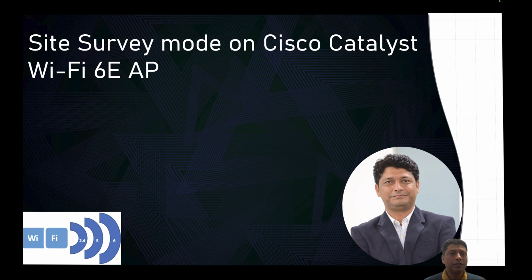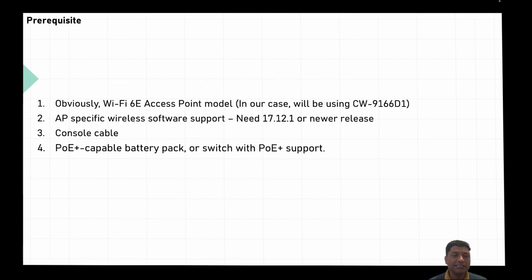Alright, so let's start. The prerequisite is obviously you need a Wi-Fi 6E access point. In our case, we have the 9166D1. Then you need software which is minimum 17.12.1 on IOS XE release or a later release. And you need a console cable, and a power source such as a battery pack which is PoE Plus capable, or if you have a switch which supports PoE Plus, well and good.